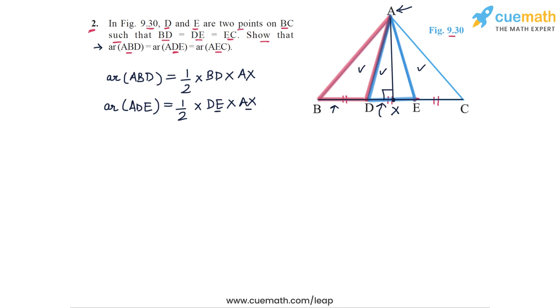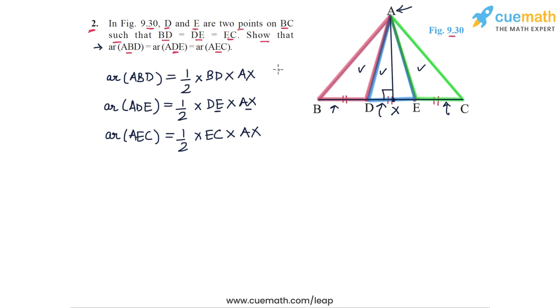And finally, let's think about the triangle AEC, which I'm highlighting now, AEC, this triangle. What do you think is the area of this triangle? The base is EC and the altitude is still AX. So we can write area of triangle AEC is half into the base EC into the altitude AX.